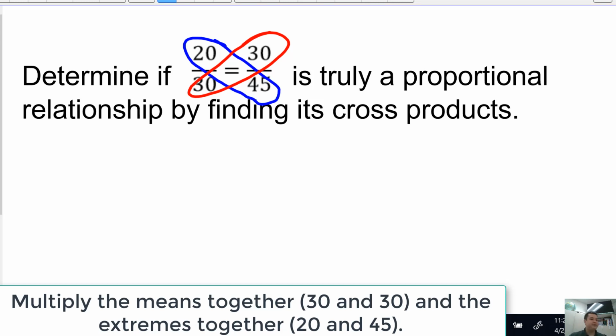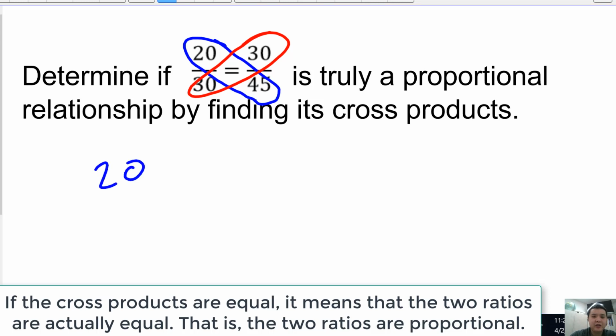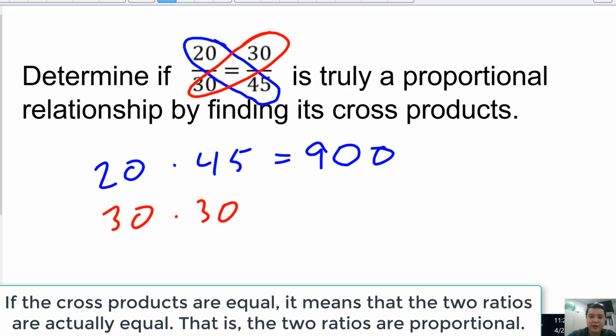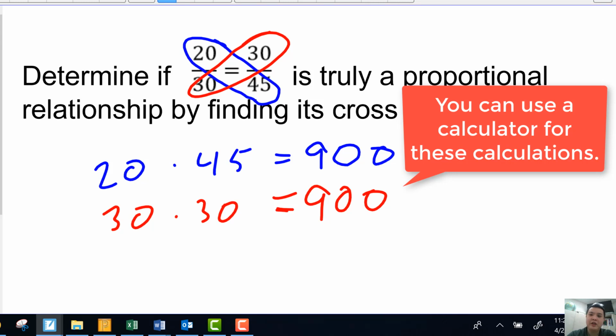So, if we do 20 times 45, what we get is 2 times 45 is 90, add the extra 0, we get 900. Then 30 times 30. What that ends up being is 3 times 3 is 9. Add the two zeros. Both of them are 900. We found the cross products of both, and they're the same thing. So therefore, this is actually a true proportion. Both ratios are exactly the same.